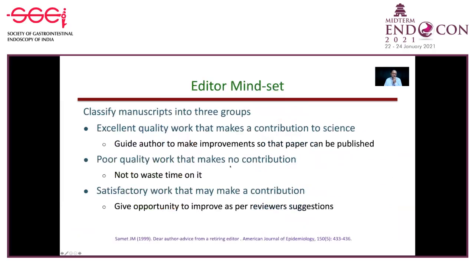The editor in his mind classifies the manuscript into three groups. The first type is the paper with excellent quality work that will make a contribution to science, and in this case, the editor will go all out to help the author to make the improvements so that the paper will be published. Second are the papers with poor quality work that make no contribution to science, and here the editor would not like to waste any time on it. And third are in between, that is satisfactory work that may make a contribution, and here the editors would like to give the opportunity to authors to improve as per the reviewers' suggestions.